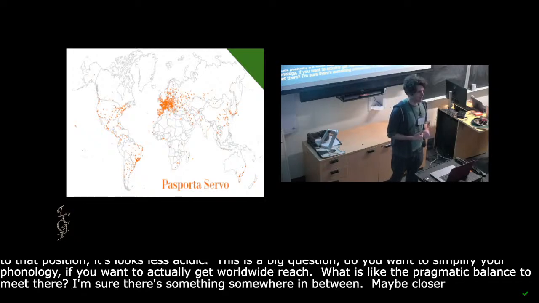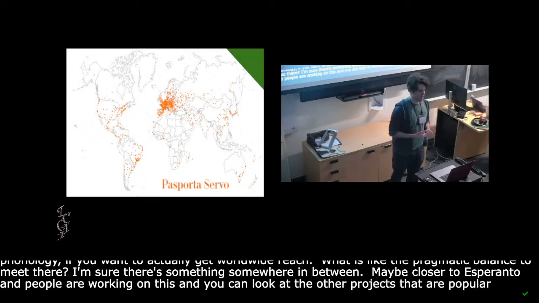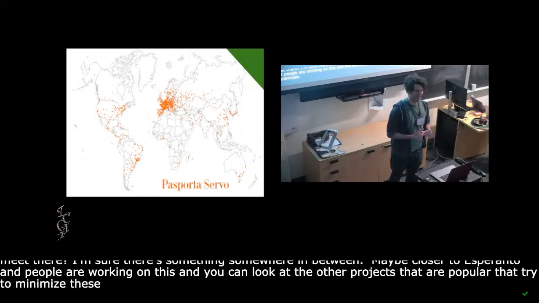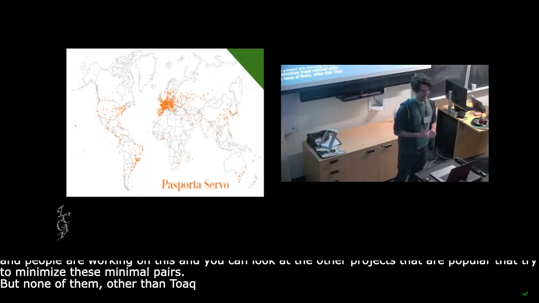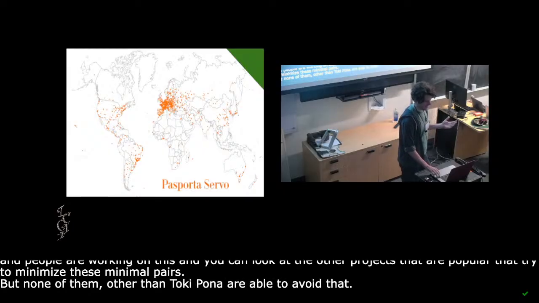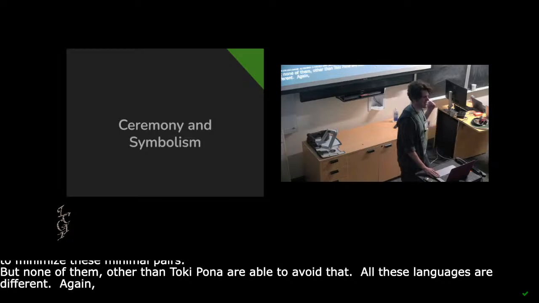There are definitely people working on this, so you can go look at the other auxlang projects that are popular and try to minimize these minimal pairs. But none of them, other than Toki Pona, are able to avoid every single distinction that is not common, because all of these languages are different. So again, all questions. Moving on to the next nice thing.